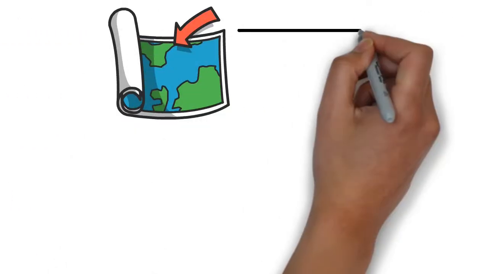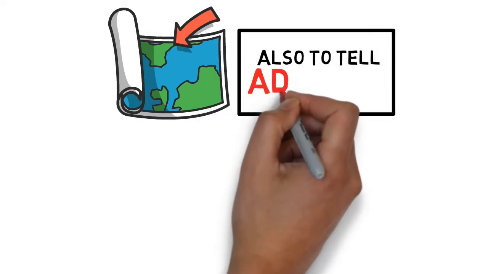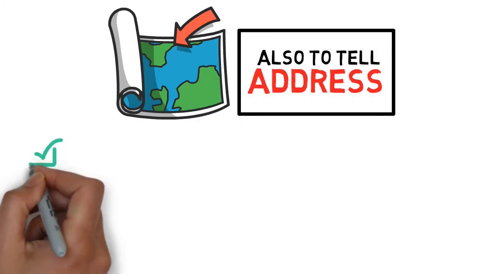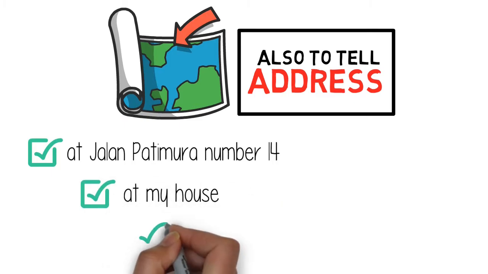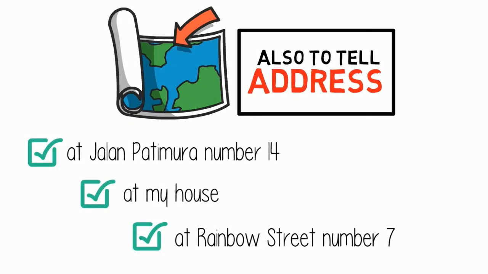Other than public places, use preposition at to tell the address. He lives at Jalan Patimura number 14. Why don't we have dinner at my house? Next week, I and my family will move to Rainbow Street number 7.